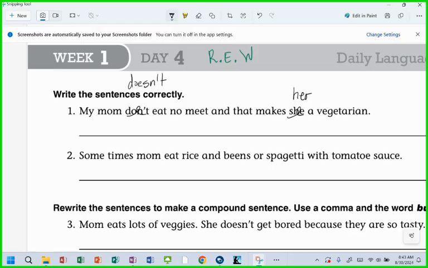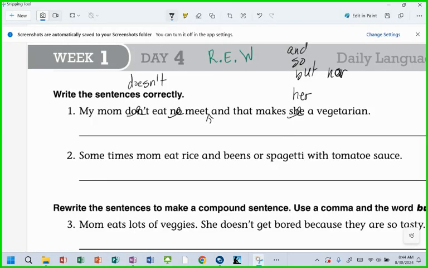There's something goofed up here, Mikey. What is it? The no. It's not supposed to be there. Let's get rid of the no. My mom doesn't eat meat, and that makes her a vegetarian. There's a conjunction. Conjunctions are and, so, but, nor, right? So when we have a conjunction that joins two simple sentences, what do we need before that conjunction? Yeah, so we're going to put a comma right there.